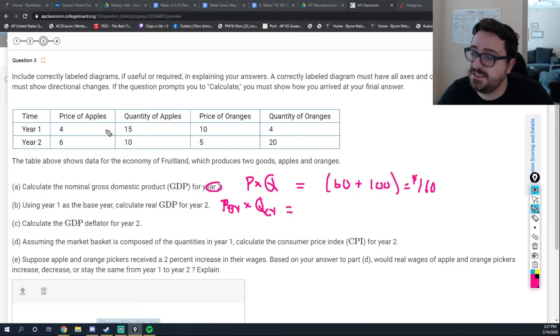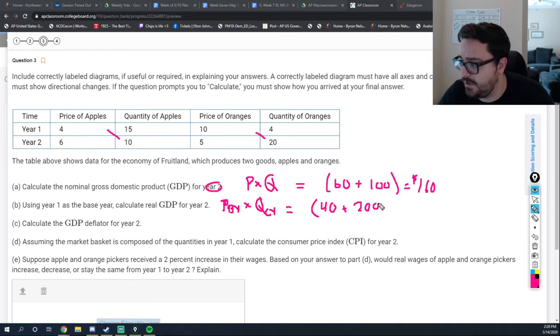This is the thing that always got us, was like, what the hell do I do? You do this. Take the price of the good in the base year, multiply it by the quantity of the good in the current year. Trying to find what the GDP for year 2 would be if it had the same prices as year 1, because that's the real GDP. It's like, hey, assuming that prices hadn't changed, what was our actual GDP? Oh, okay. Well, 4 times 10 is 40, and 10 times 20 is 200. So this is 240.